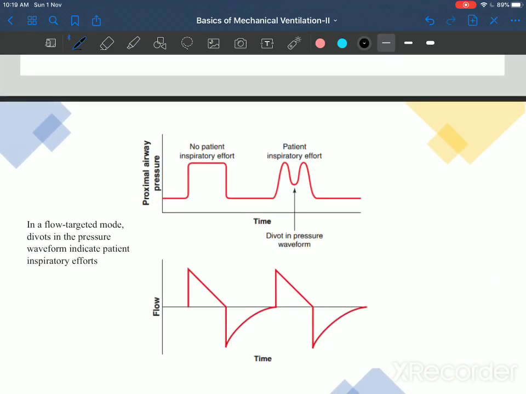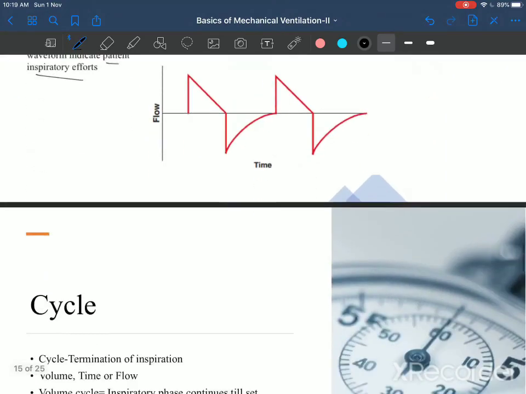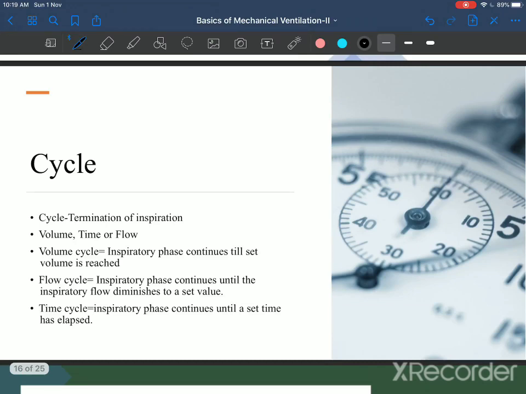So next, in a flow targeted mode, this sort of dip in a pressure-time curve indicates that the patient is trying to make an inspiratory effort. Okay, I just wanted to put this graphic out there, that's all. So now we have talked about what starts an inspiration, what maintains an inspiration, and their independent and dependent variables.